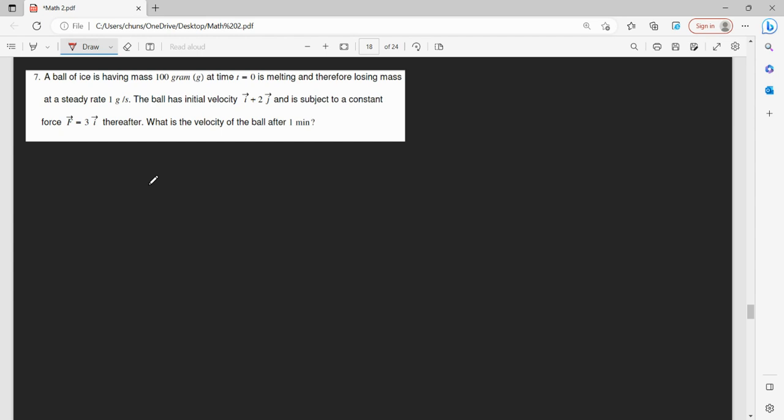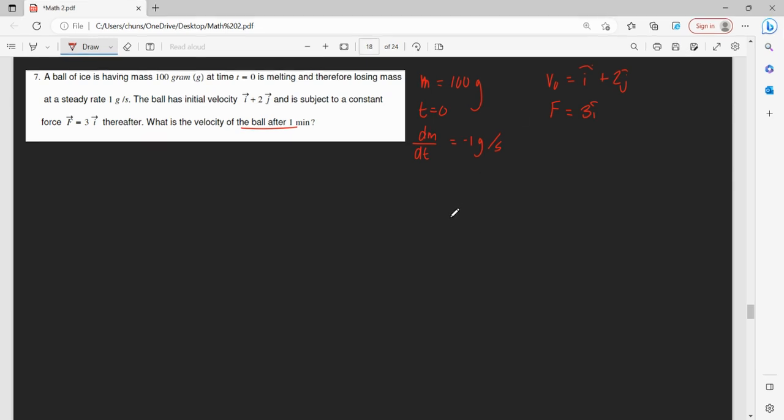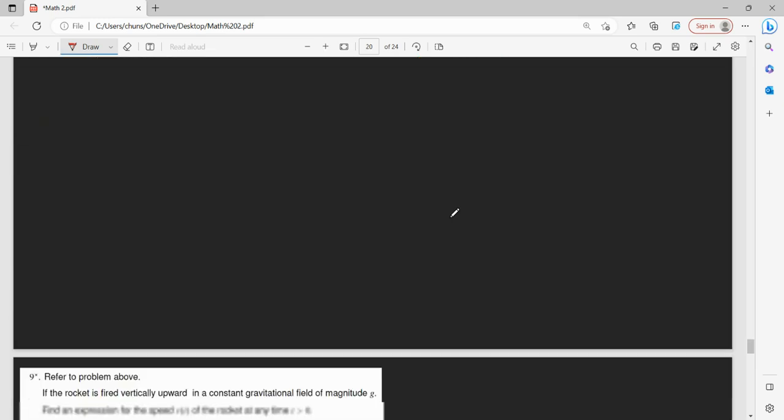Okay, so question 7. A ball of ice with mass 100 grams at time 0 loses mass at a steady rate of 1 gram per second. So it's a negative value since it's losing. And its initial velocity is i plus 2j, subject to a constant force of 3i. So what is the velocity of the ball after 1 minute? Okay, so this is a bit of a longer question, so I will revisit this, maybe. Instead, let's focus on one that we've already seen before.